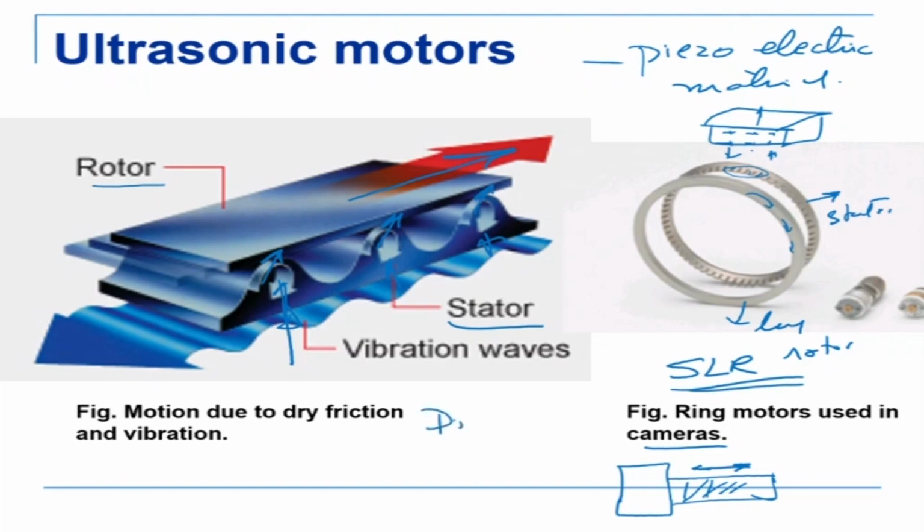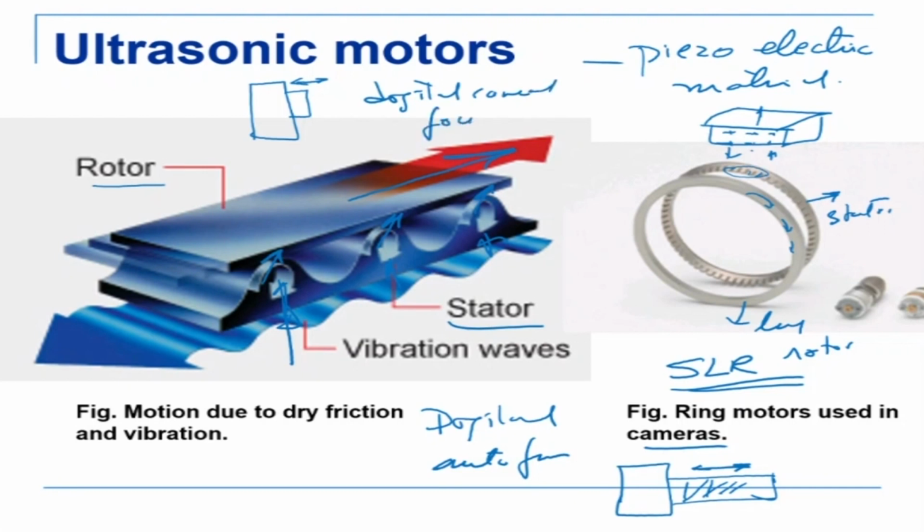They are also used in digital autofocus cameras, wherever the lens moves. You might have seen cameras where the lens moves in or out to focus. In all of these digital cameras, the focus lens motion is provided by these ultrasonic motors.